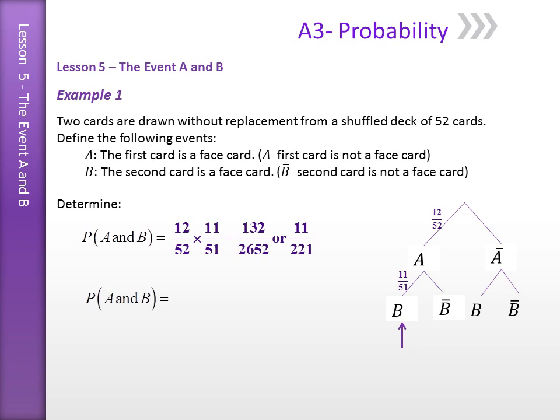Now we're going to look at the pathway of A bar and B. So A bar being that the first card is not a face card, and there's 40 cards that are not, so that would be 40 out of 52. The second card we do want to be a face card, and there's 12 still in the deck, but there's one card missing. So that would be 12 out of 51. Multiplying these together, we get 480 over 2,652, and this again can be reduced to 40 over 221.